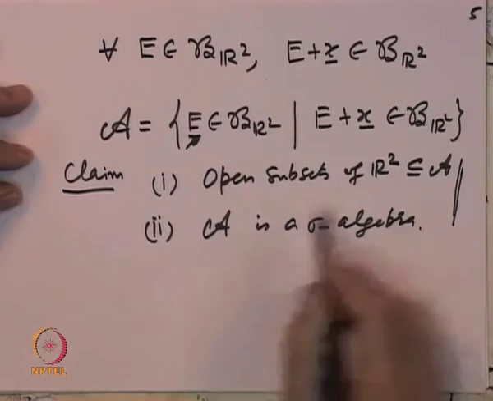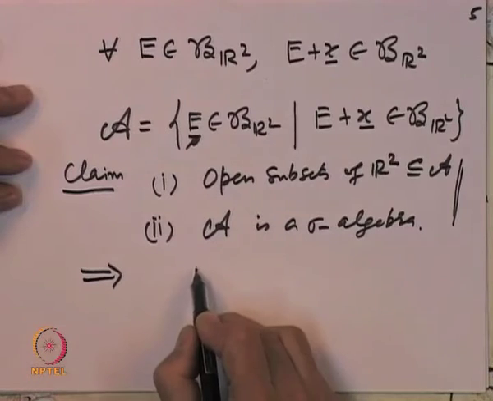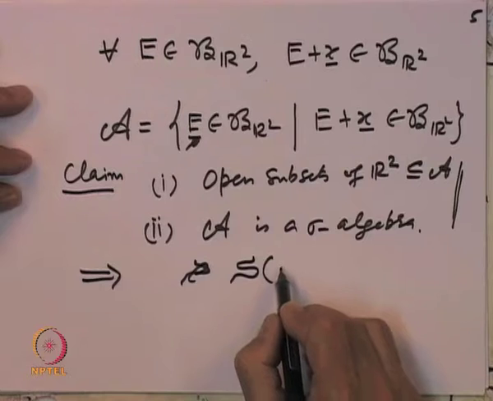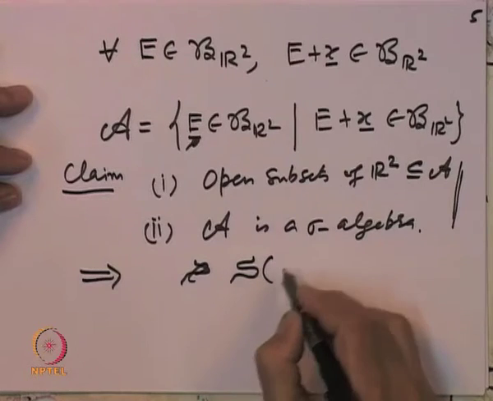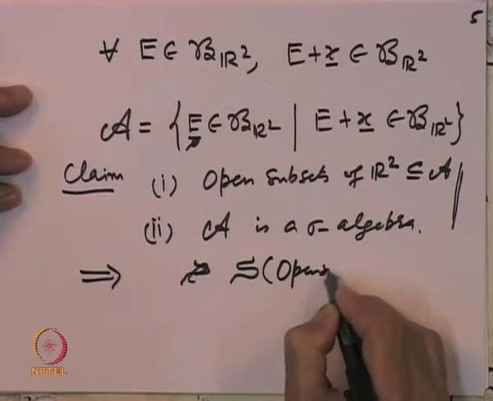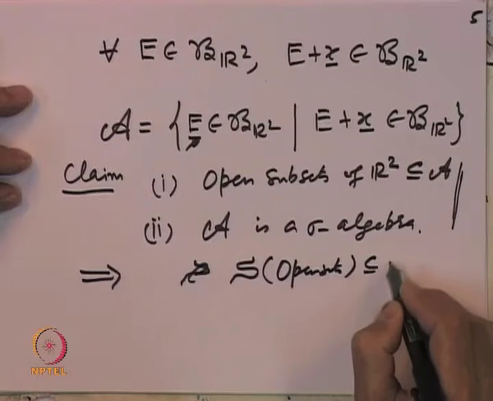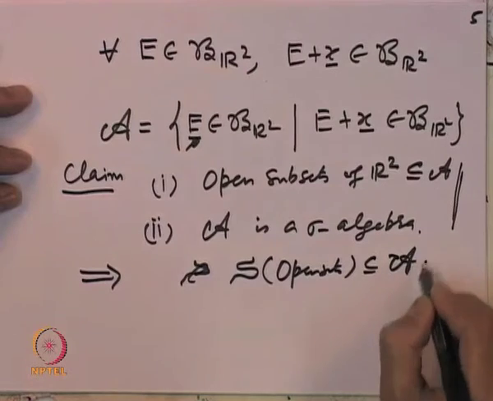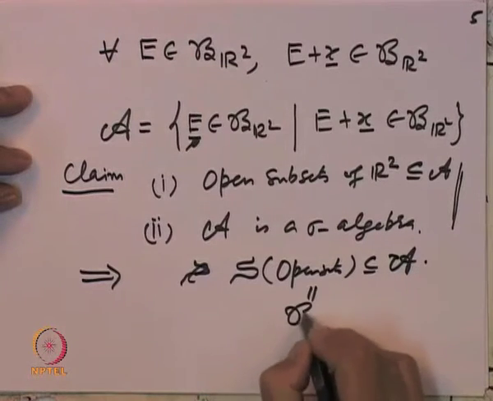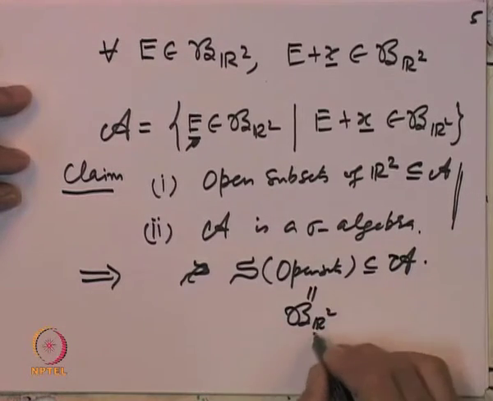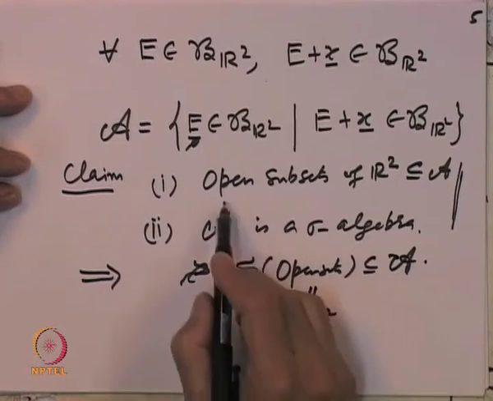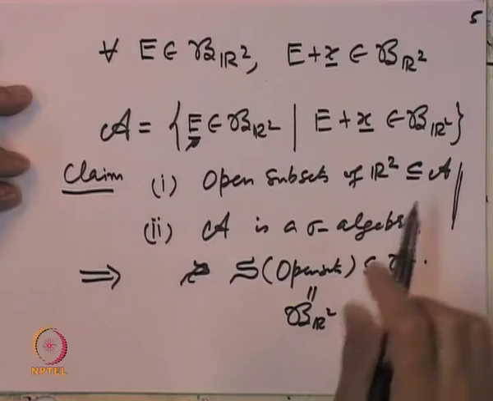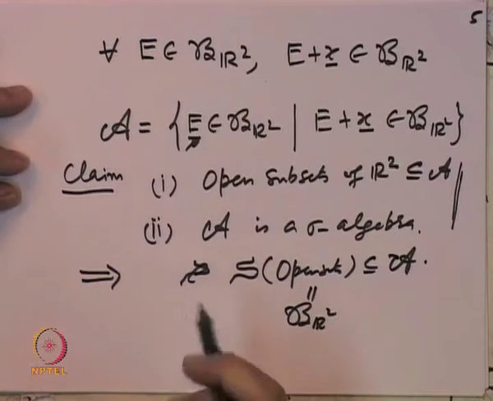So, these two facts will imply that the sigma algebra generated by open sets will be inside the class A, and that is equal to the Borel sigma algebra. So, that will prove that Borel sigma algebra is equal to A. So, let us first show that the open subsets of R 2 are inside A. So, let us take an open set.